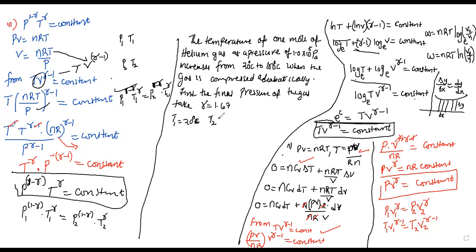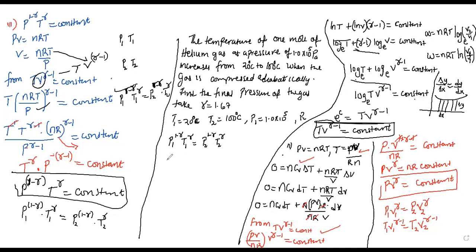The final temperature T2 is 100. The initial pressure P1 is 1.0 times 10 power 5 pascals. The final pressure P2 is what we are looking for. So we have seen the equation as P1 power 1 minus gamma, T1 power gamma is equal to P2 power 1 minus gamma, T2 power gamma.